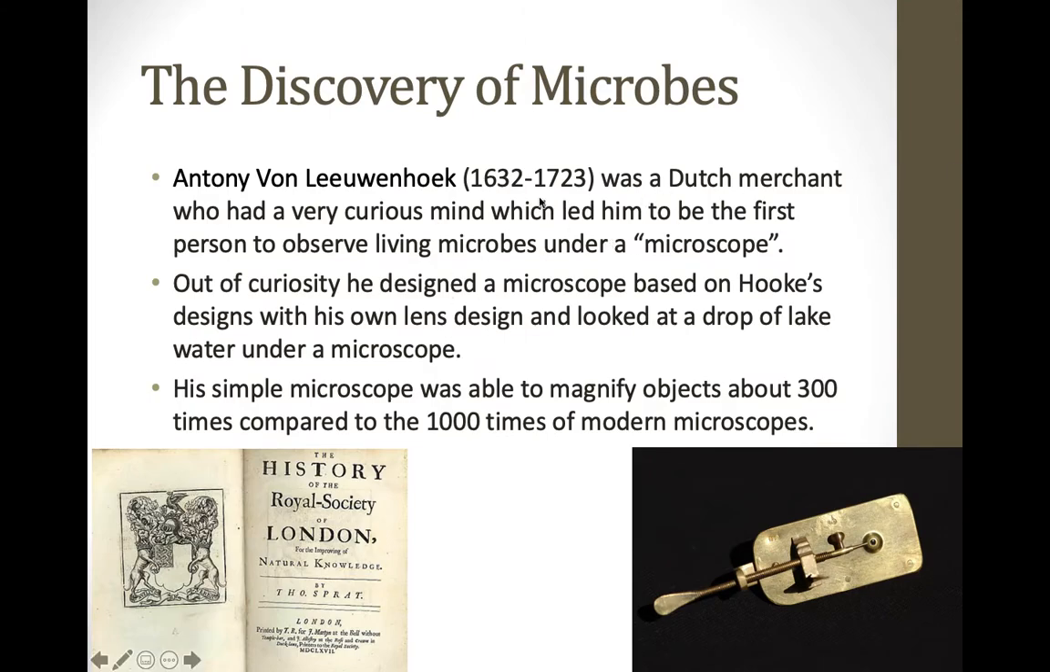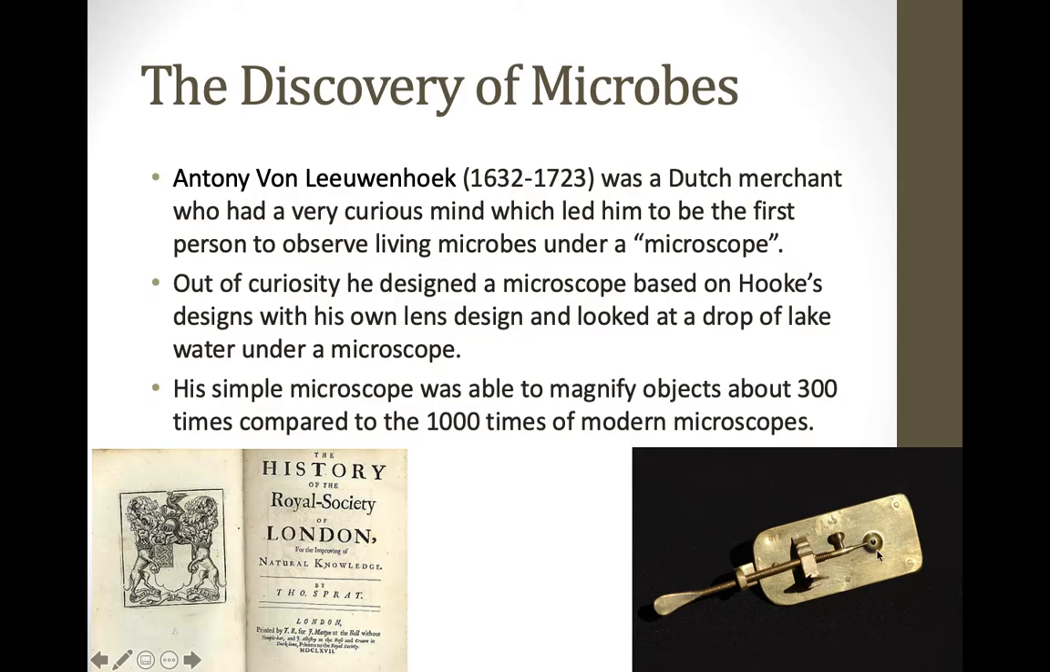Antony van Leeuwenhoek, on the other hand, was really, really wealthy. He was not a scientist. He was just a merchant. He had a lot of money and a lot of free time. And he liked to tinker and make things. And he was really determined to make really good microscopes. So he had a lot of money that he could use to buy really good, really pure glass that would allow him to make very, very high quality microscopes.